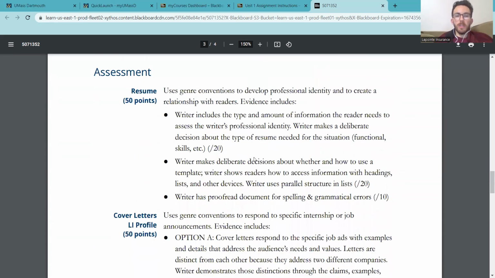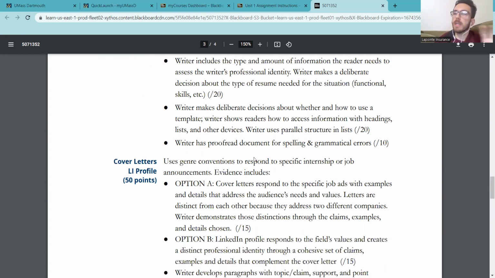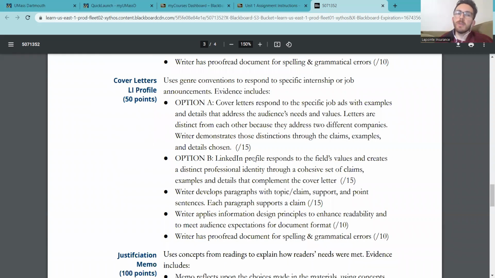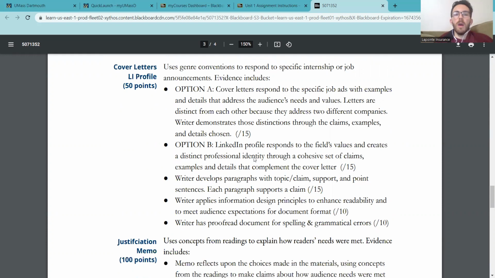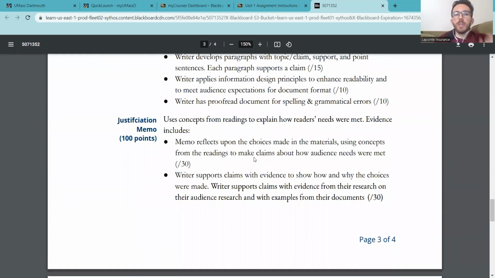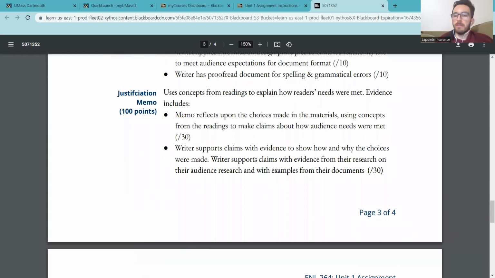So let's review. To be clear, breaking down points in this assignment, part 1 of this assignment, where you create all of the job documentation, that's going to be worth 100 points altogether. So your resume is going to be worth 50 points. Your cover letter and your LinkedIn profile together is going to be 50 points. So 100 points altogether for the job documentation part. You should note that your justification memo is worth 100 points as well. So your justification memo does have a lot more weight to it than the job documentation you'll be creating.